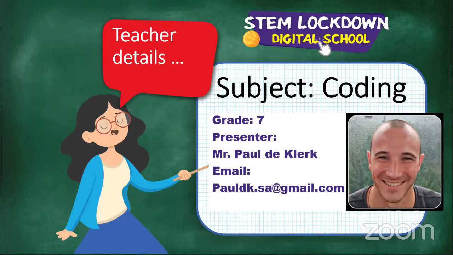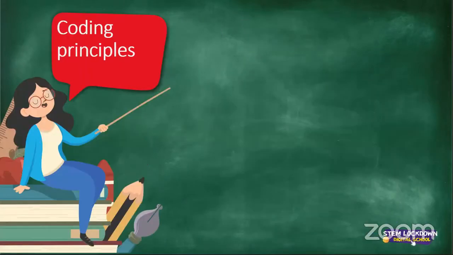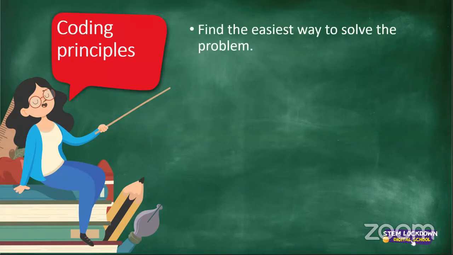I'm going to quickly run through 2 slides that will tell you a bit more about coding, and then we'll get straight into the puzzles for today. There are some coding principles. I came up with these from my experience working with computer code and from studying and reading many books and textbooks. Computer code is there to solve a problem. So we always want to find the easiest way to solve the problem when we are coding on a computer. If we can do something in a shorter way, we need to do it that way.